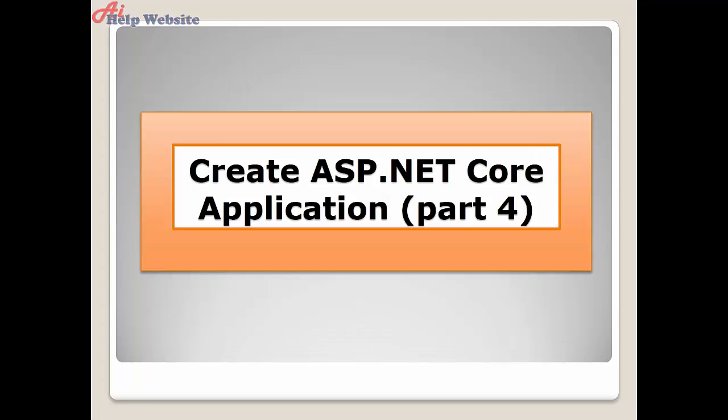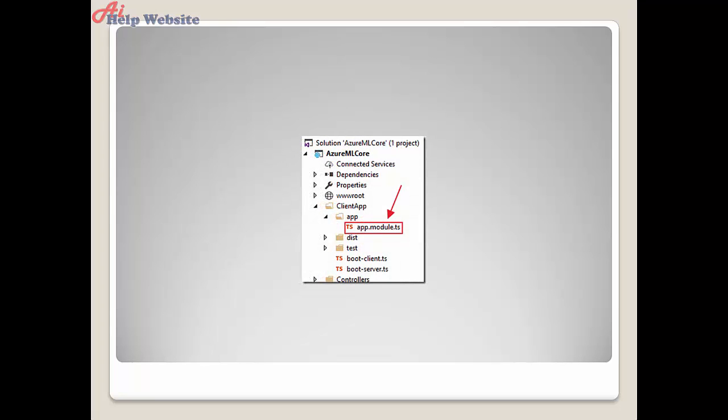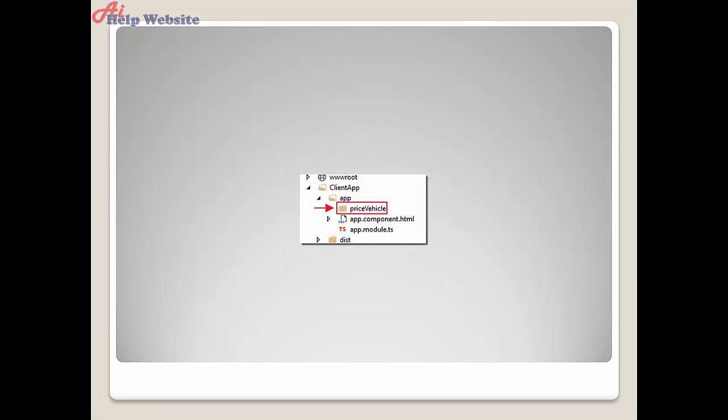Now, part 4 of create an ASP.NET Core application. We're now ready to create the Angular part of the application. So in the client app folder, we'll clear out all the previous content in the app folder. We'll first create our app module file, in which we will register all the components that we'll need for our application. We'll then create an app component file. This will be the first file that will run for the application.